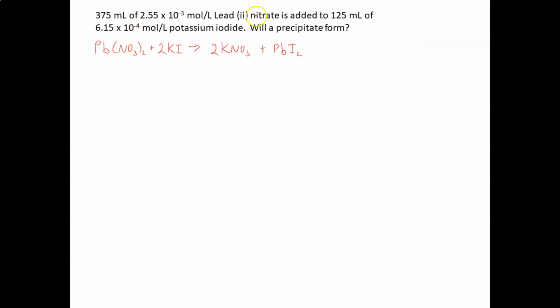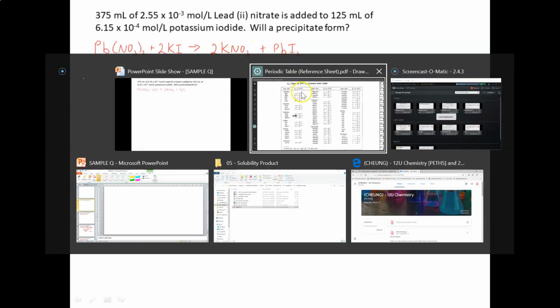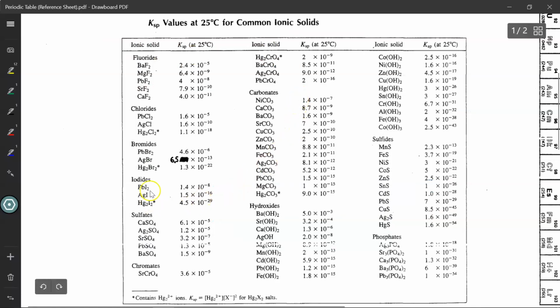Lead 2 nitrate, potassium iodide. This is a double displacement reaction, so we're going to follow the pattern and we get potassium nitrate and lead 2 iodide being formed. Don't forget to balance your equation as well. Next, we need to identify which of these 2 products is going to be our precipitate. For that, we have to go back to our reference sheet and look up their KSP values. Potassium nitrate is not included here. As you can see, most nitrates are going to be soluble, so they're not included in the KSP charts. We only include insoluble compounds on our KSP tables.